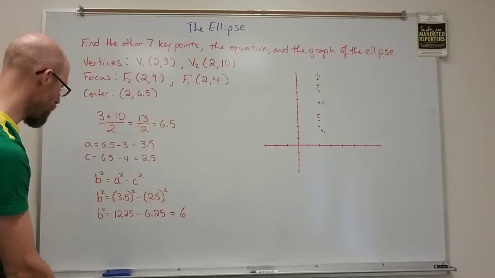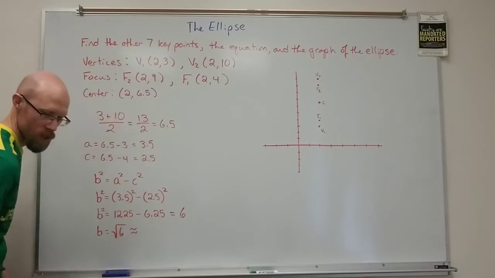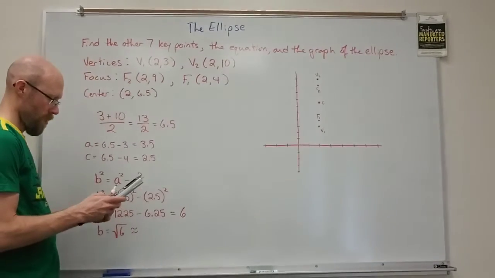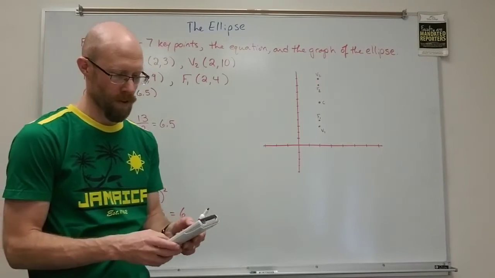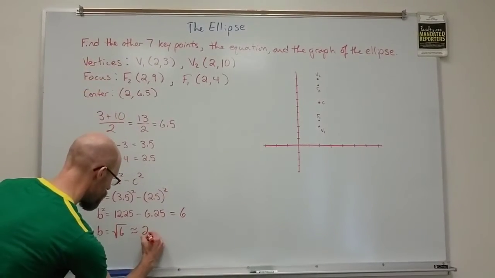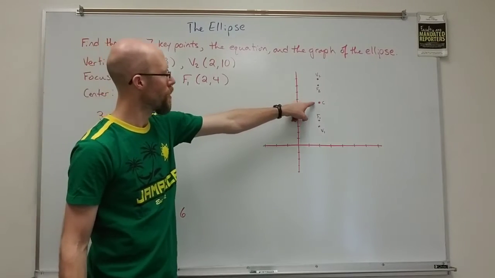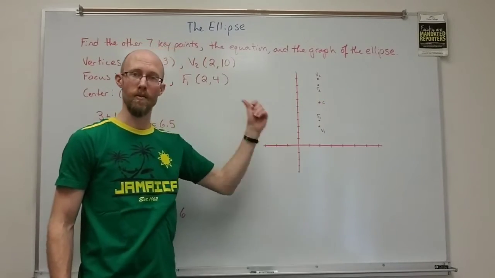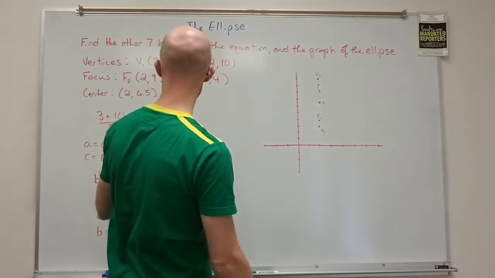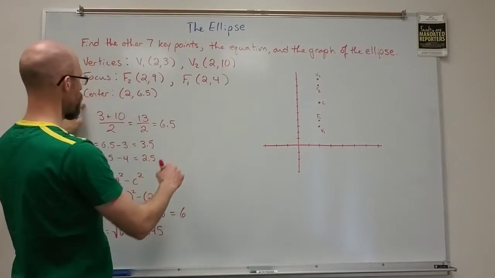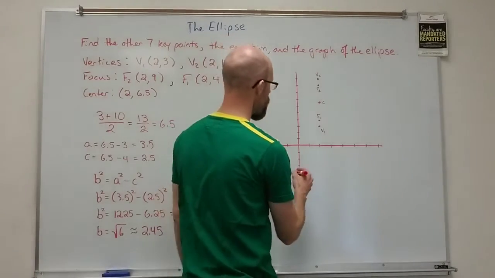And that means that b itself is going to equal the square root of 6, which is approximately, I don't know this one offhand, about 2.45. Okay, so approximately 2.45 is our b value. So that means from the center, going left and going right, I need to subtract and I need to add 2.45 approximately to that center value. So the two endpoints on the minor axis, they're going to be at a fixed height of 6.5.